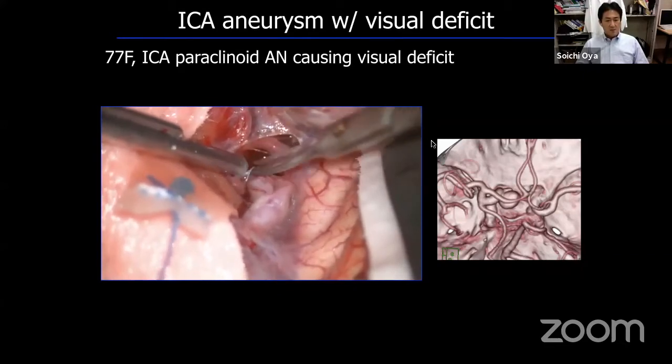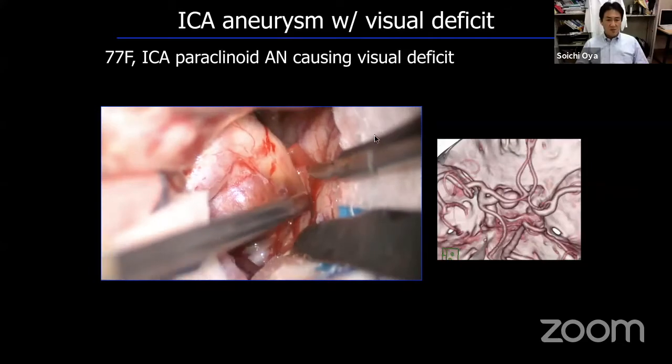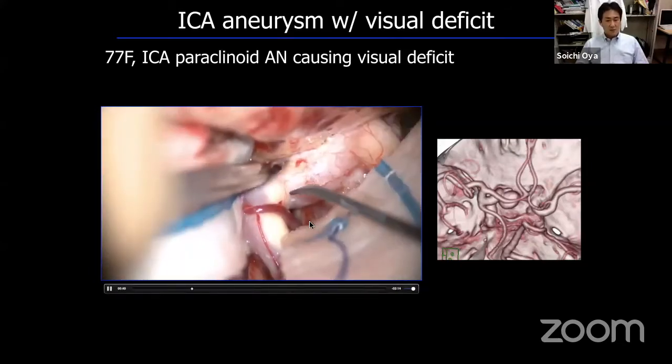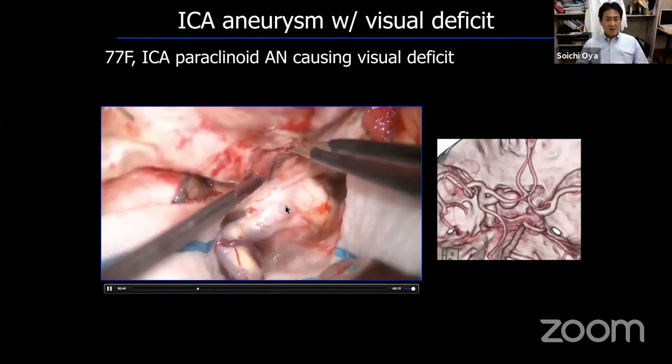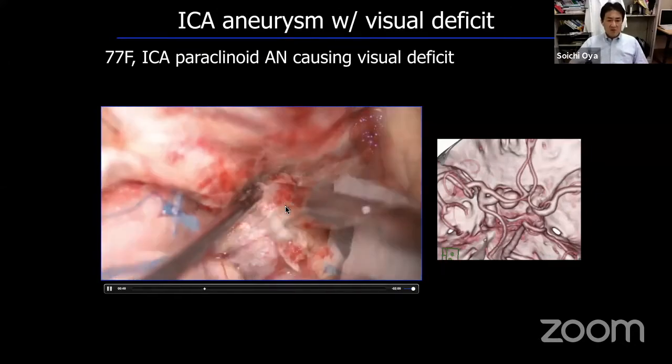And now I'm dissecting the aneurysm here. This is the optic nerve. This was the discolored portion. And this is the distal part of the ICA. And now I'm coagulating the dura covering the optic canal.